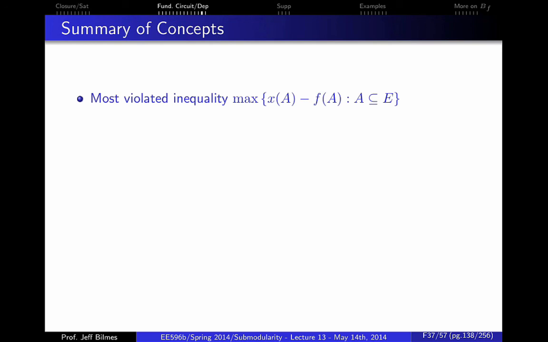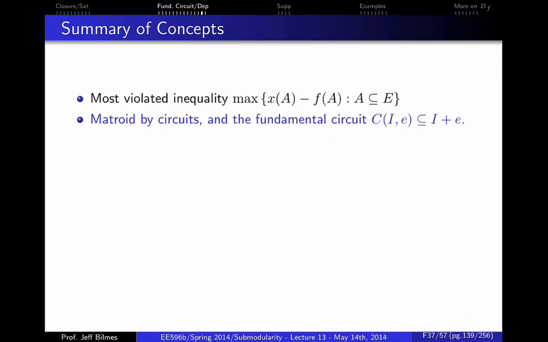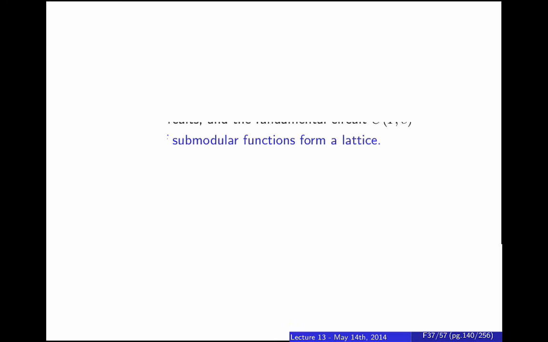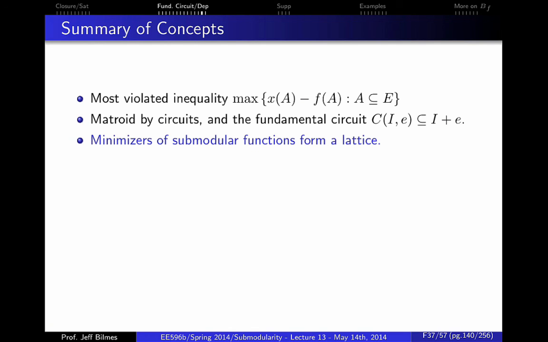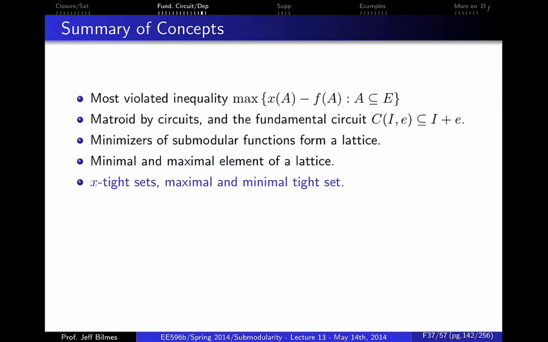Okay, so let's summarize the concepts that we've got. We've got this notion of a most violated inequality. We've got matroids by circuits, fundamental circuits. We've got minimizers of submodular functions form a lattice. We've got minimal and maximal elements of a lattice. Right? We talked about lattices a little bit. We've got the notion of x-tight sets and minimal x-tight and maximal x-tight sets, thanks to them being a lattice that exists. We have the sat function, which is basically a generalization of the closure. It's the polymatroidal generalization of closure, and it's exactly equal to the closure in the matroidal case.